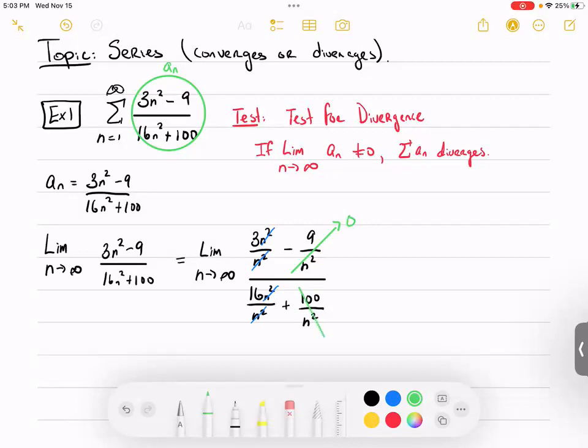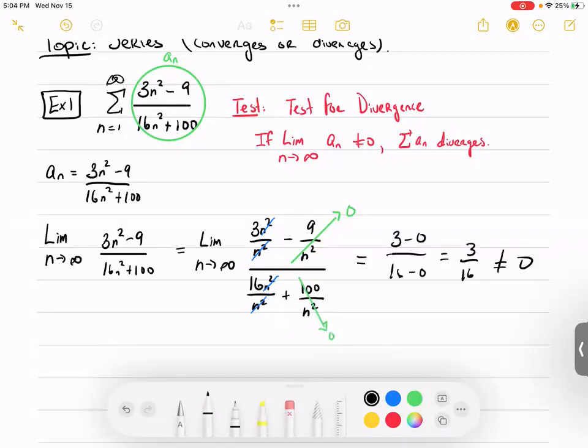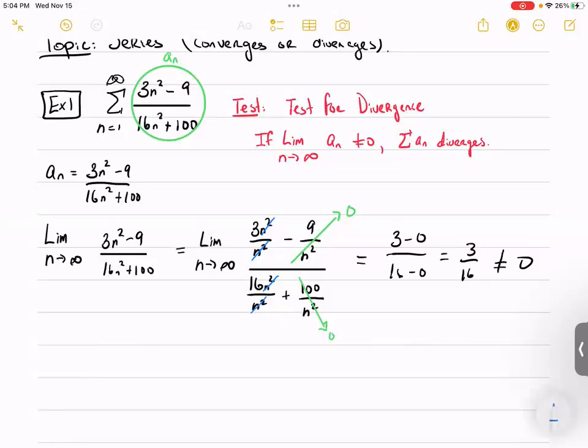So for this first example, we can show now that by the test for divergence, the given series diverges, and that will be your final answer.